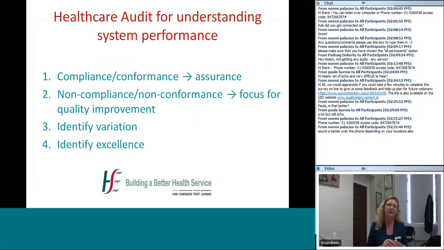Where we don't find compliance or conformance, and you'll hear that I use the word compliance or conformance, there's a pedantic difference between the two. Technically, compliance is used when you're complying with a piece of legislation. Conformance is used when you're complying with a standard that's not a piece of legislation. Kind of doesn't really matter that much, but if you want to be pedantic, that's why we use the differences. The non-compliance and non-conformance is the focus for quality improvement. We will identify a variation, and then, as I say, it's vital for the organisation to decide if that variation is good or bad. And we will identify excellence, which is given back in the summary report that's published. It's for everyone to see.